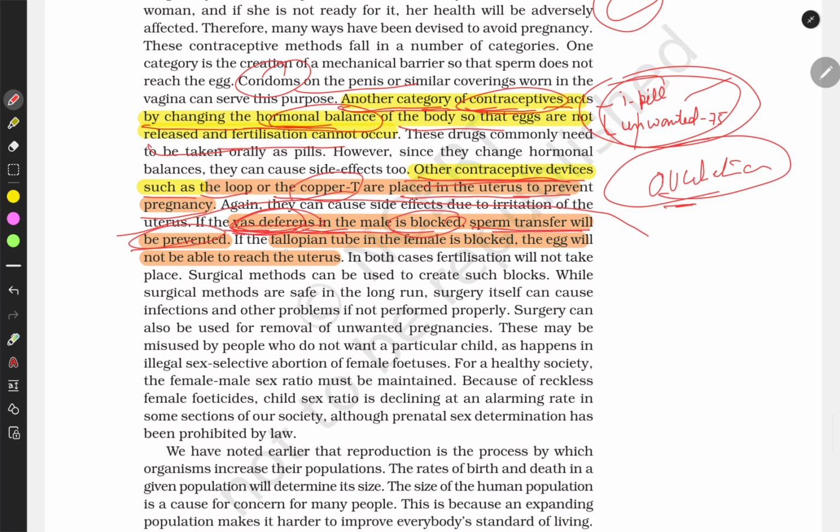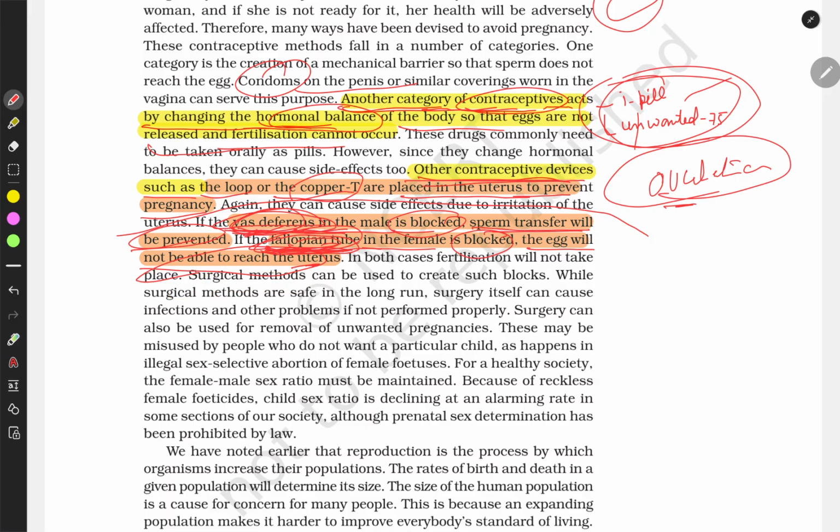And how it happens in the females, this is called the fallopian tube, where after ovulation the egg travels. So if the fallopian tubes in the female are blocked, the egg will not be able to reach the uterus, so it will not get fertilized. So these are the surgical methods. Cutting of the vas deferens is for the males, and cutting of the fallopian tube is for females.